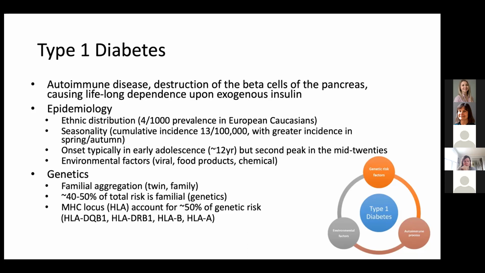One thing that's different from other complex diseases is that half of the risk is in the HLA region for type 1 diabetes. The HLA region has a pretty strong effect on disease risk. We and others have shown that HLA-DQB1, DRB1, HLA-B, and HLA-A have independent risk variants.